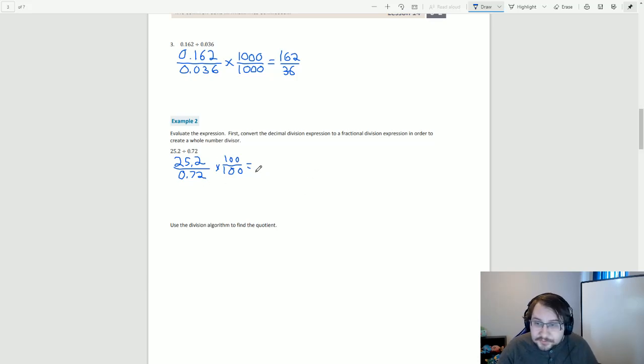Denominator's super easy. Moving it over twice, that gives me a denominator of 72. Numerator is going to be just a tiny bit trickier, because I only have one place to move it. But I need to move it two places because I'm multiplying it by 100.